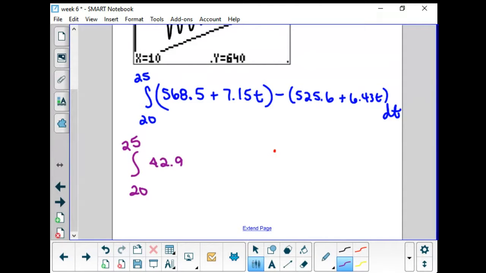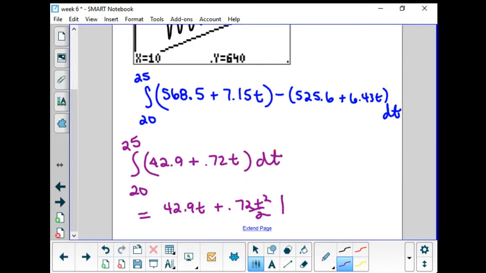So 42.9 is your constant plus 0.72 t. They're outside mowing again, like they always are on Thursday mornings. So this is 42.9 t plus 0.72 t squared divided by 2 from 20 to 25. And if you crunch that out, I'm fairly sure you're going to get the 295.5 that the calculator gave us.